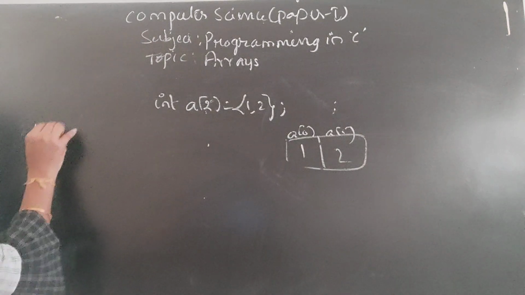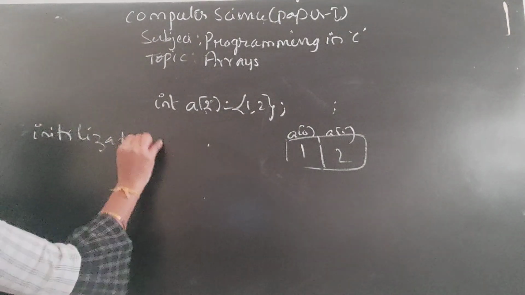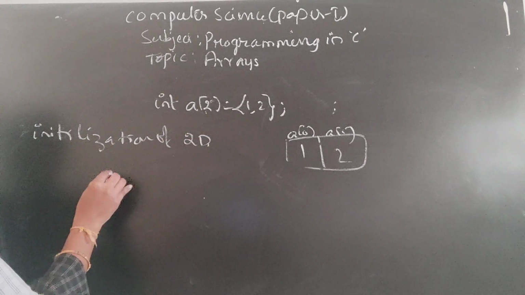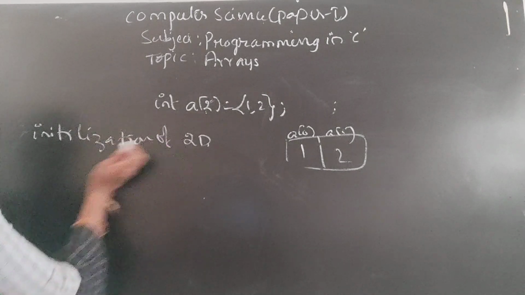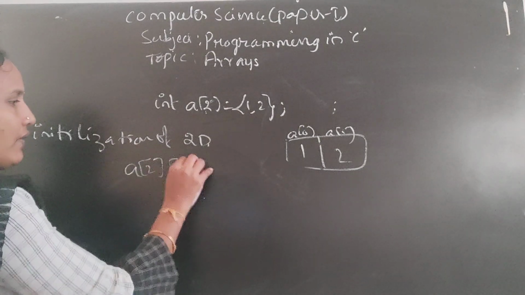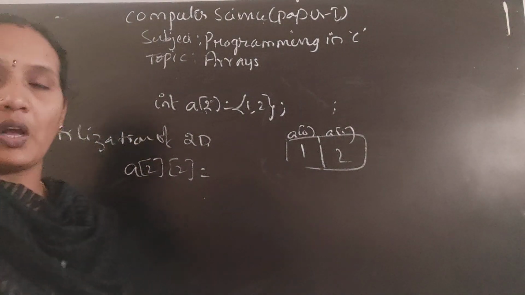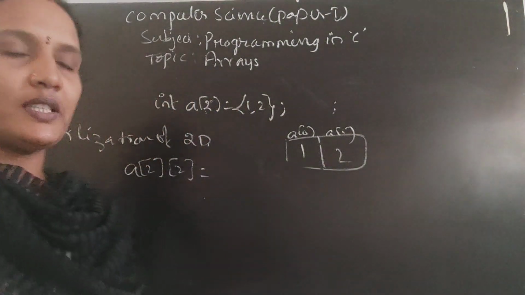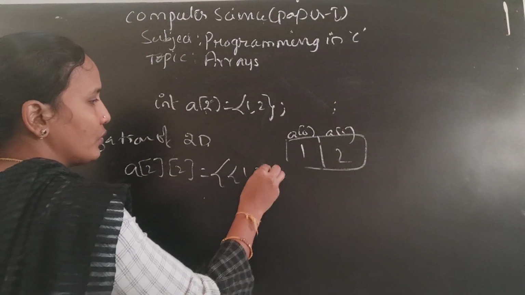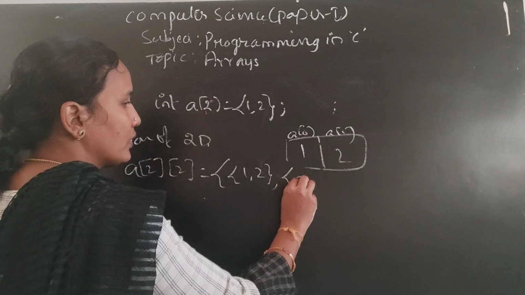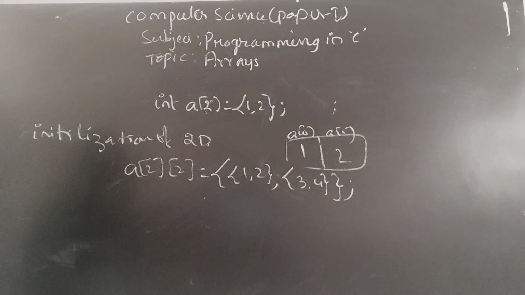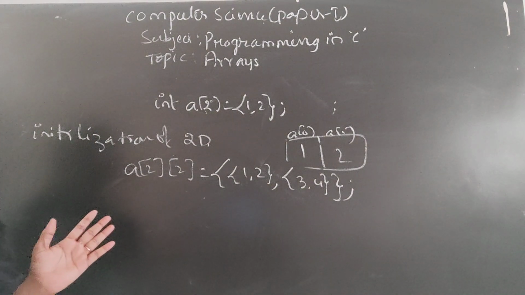Now come to initialization of a 2 dimensional array. So what size have I given? Actually, there is no need for the data type, I have already given the syntax. So a of 2, 2 I have given, meaning 2 rows, 2 columns. Total how many elements do I have to give? 4 elements I have to give. Then first row 1, 2. Second row 3, 4. Close the main bracket. This is the syntax for 2 dimensional array initialization.